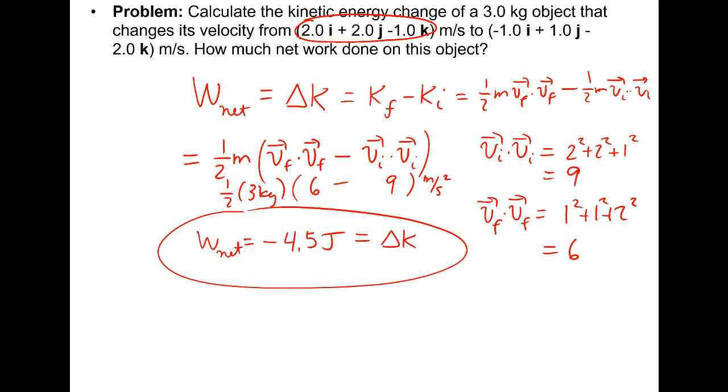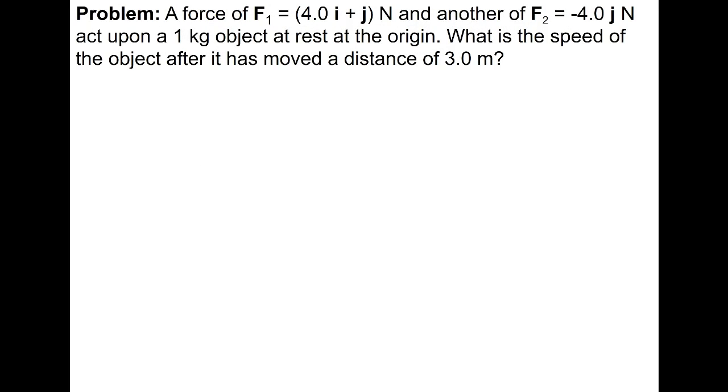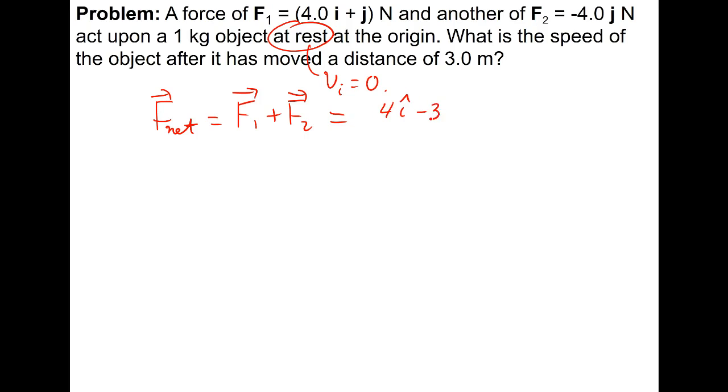Okay, so let's try another example. And in this one, we have forces given in unit vectors. We have a mass of 1 kilogram, which begins at rest, so we know v initial is 0. And we want to find the speed of the object after it's moved a distance of 3 meters. So now we know that the net force is going to be the sum of these two forces. We know that from last unit. And so that's going to be 4i hat minus 3j hat.